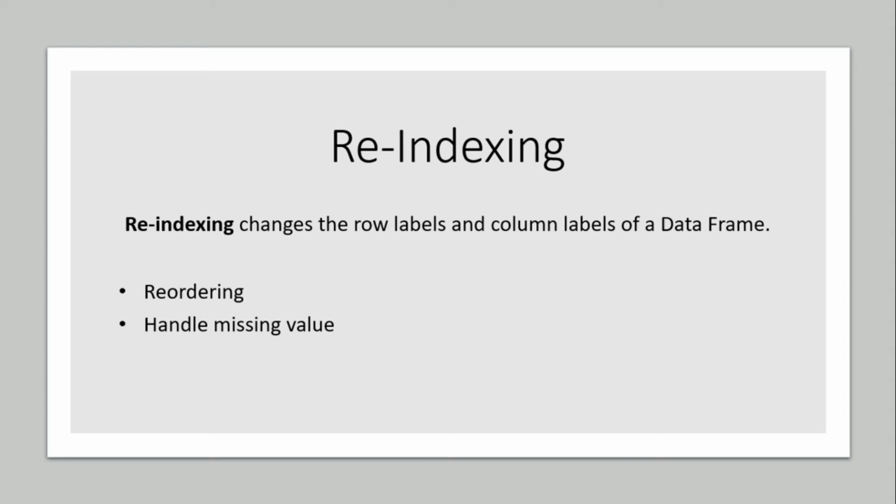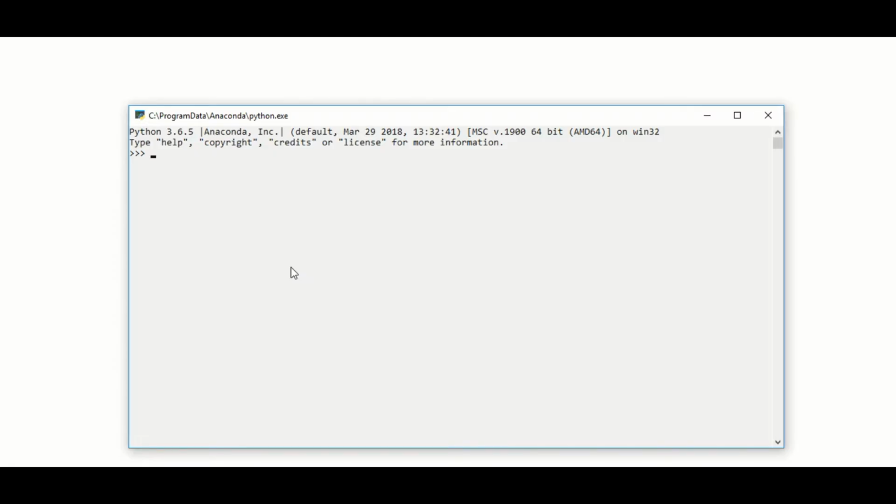Multiple operations can be accomplished through reindexing, like: first, reorder the existing data to match a new set of labels. Second, insert missing value, null, markers in label locations where no data for the label existed. Let's see this practically. Example.